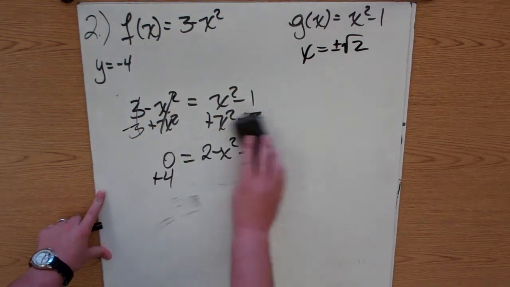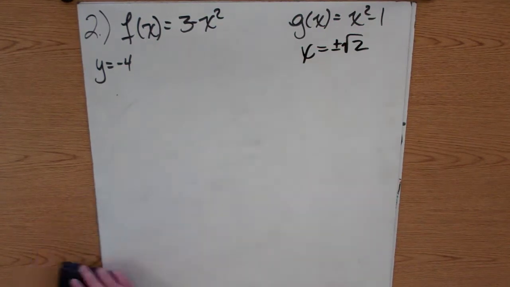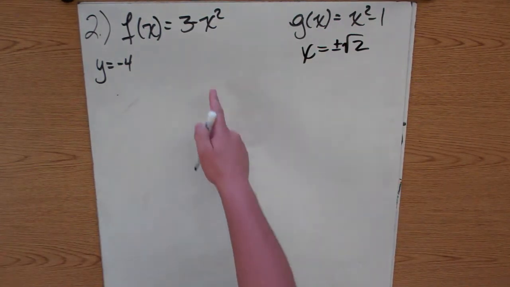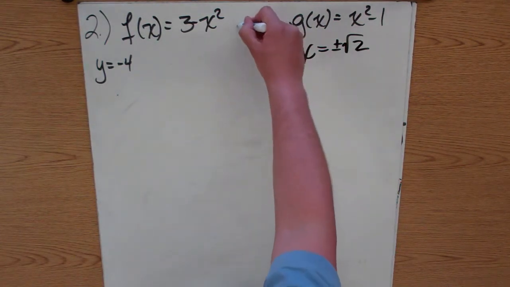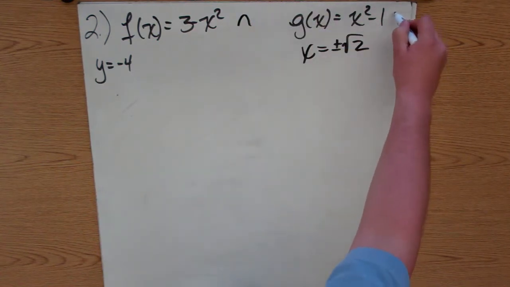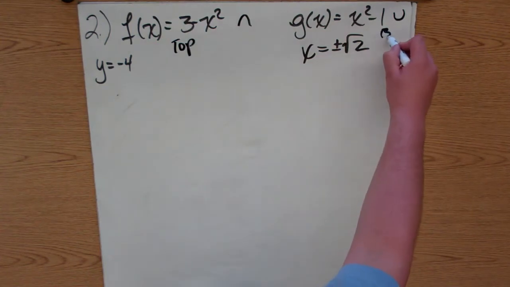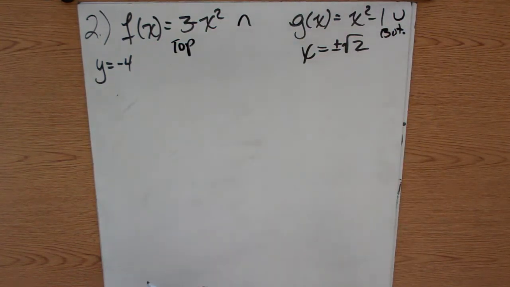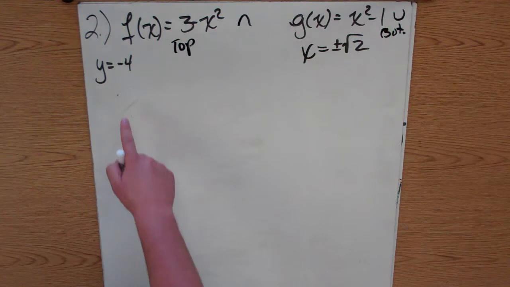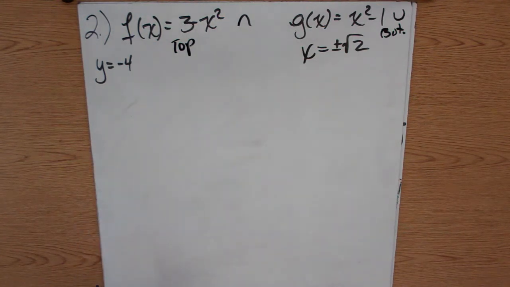Now, let's figure out which function's on top and which function's on bottom. Well, it's really easy. Since this is negative x squared, we know it's concave down. Since this is positive, we know it's concave up. So we know that this has to be our function on top, and this has to be our function on bottom. Alright? So now we're just going to subtract the two from each other.